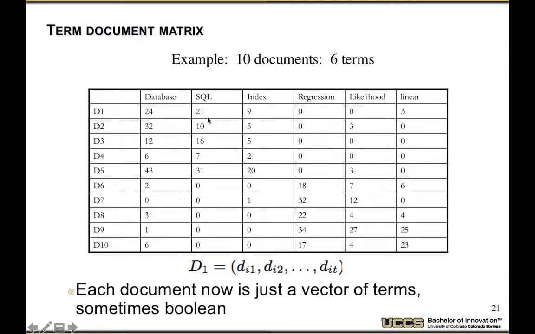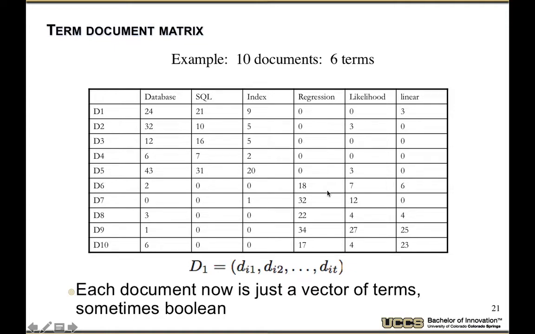So now we're going to go through a little bit more involved example so you can see how this works. I'm not going to show you the whole words, we're just going to show you 10 documents and 6 terms. Here are our 10 documents. Here are our 6 terms: database, SQL, index, regression, likelihood, and linear. We put all these together, and this matrix says how often each of these documents has each of these words. So document 1 has a lot of references to databases, SQL, index, and nothing about regression, likelihood, but a little bit about linear. Whereas document 10 has a little bit about databases and a lot of regression, likelihood, and linear. So each document now becomes a vector.